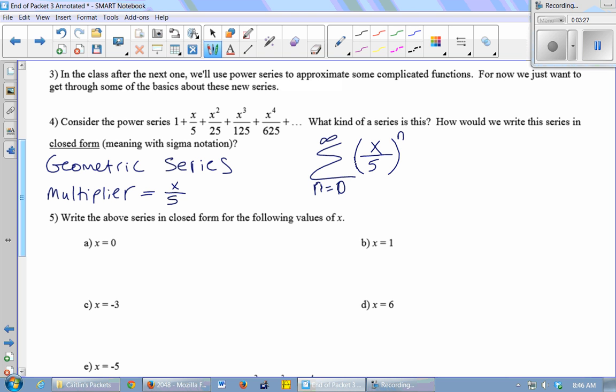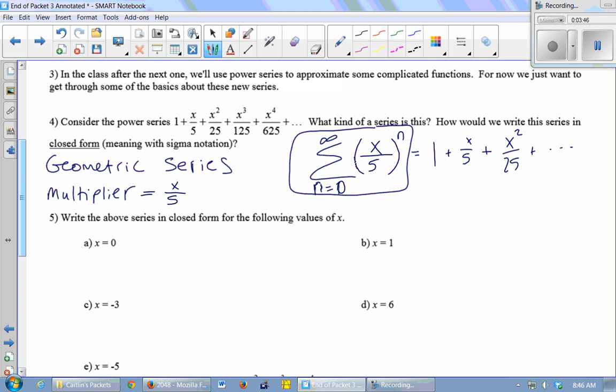So now when I plug in n equals 0, I get 1. When I plug in n equals 1, I get x over 5. Plug in n equals 2, and I get x squared over 25. So this is the closed form of that sum, sigma notation.